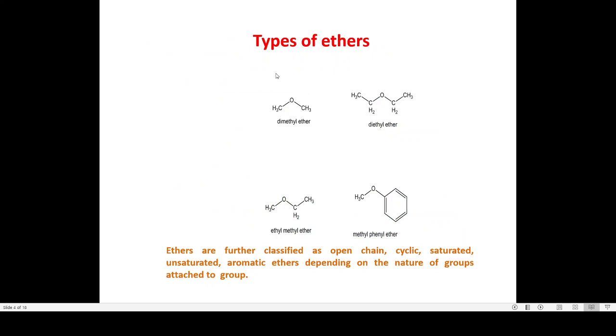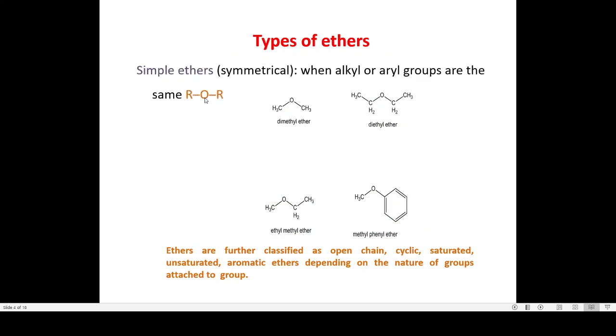Coming to the types of the ether, we have simple ether, or we can also call them the symmetrical ether. When the alkyl or the aryl groups attached to the oxygen atom are the same, we designate them to be the simple ether or the symmetrical ether. So, dimethyl ether, diethyl ether are the examples for the simple ether.